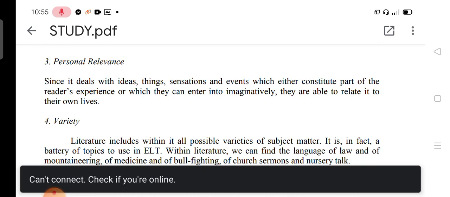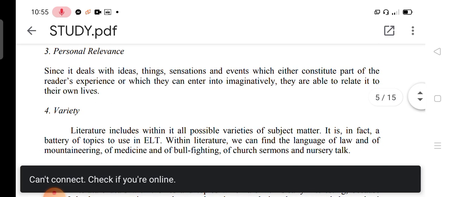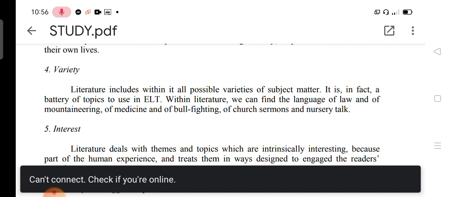We also have our own reason why we read a particular Wattpad or why we do a certain thing, why we watch a particular movie. Because, well, most of us are able to relate to the lives of the characters there. Personal relevance. That's why it's relevant. Nobody cares about Betty riding on the bus. But if there's a story on why Betty took a bus, then maybe your readers can connect to that particular literary work. Next up is variety. Literature includes within it all possible varieties of subject matter.